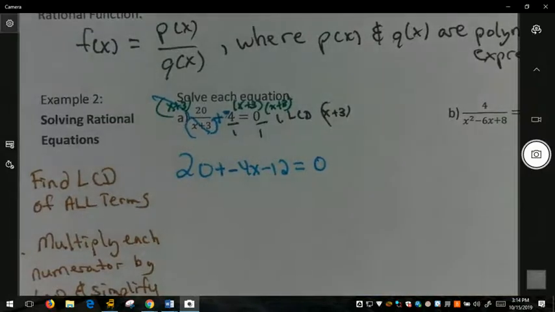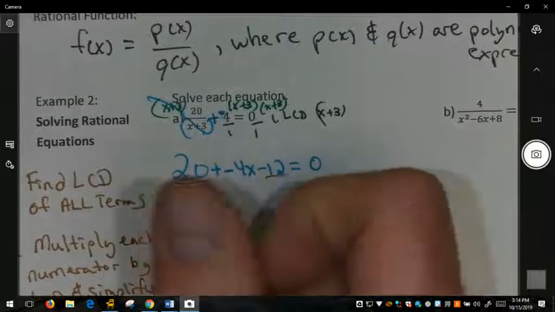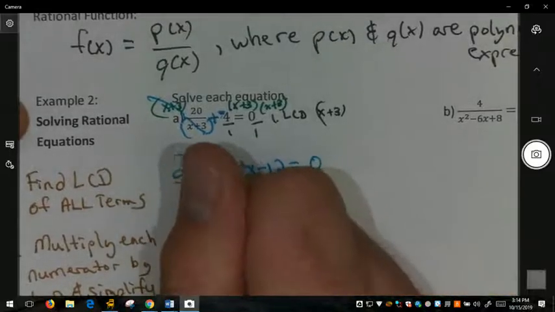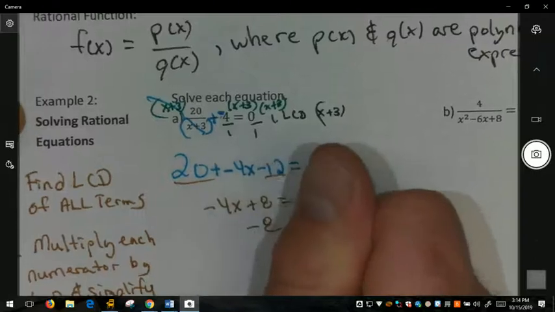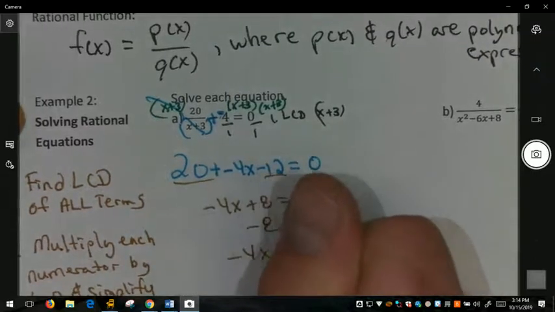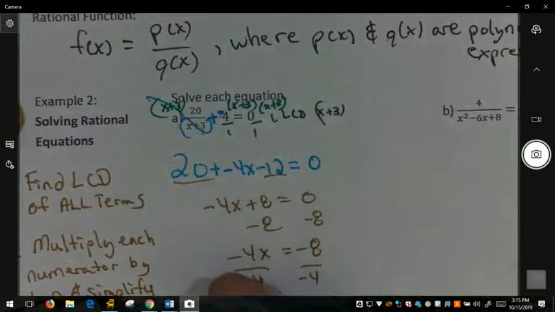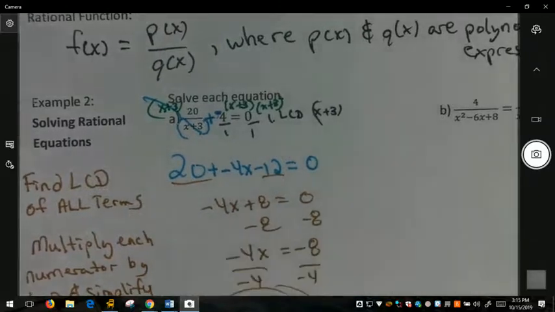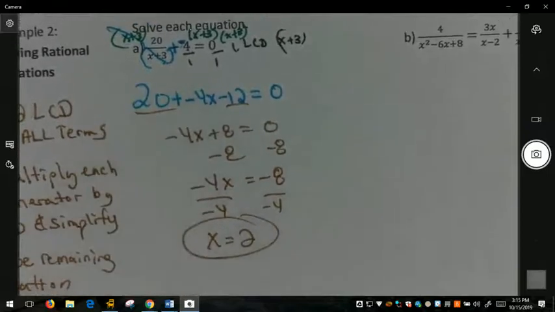I'm going to combine like terms now because I'm solving the remaining equation. That is 8, so negative 4x plus 8 equals 0. I'm going to take away 8 from both sides. Negative 4x equals negative 8. By dividing by negative 4, I get that x equals 2. There's my solution to this equation.